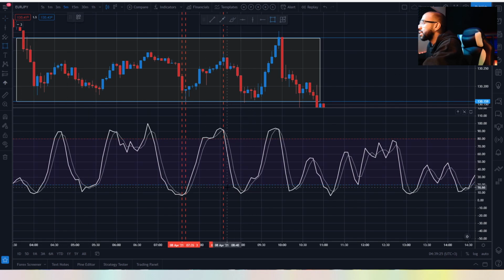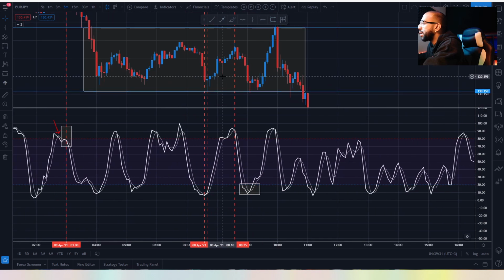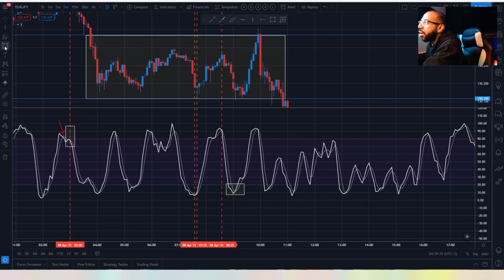But here's the thing too, guys. Again, we're not looking at this by itself. You always want to pair it up with other confirmations, other indicators, all right? It's not going to be 100% accurate, but there are way more setups on it that are accurate than are not.